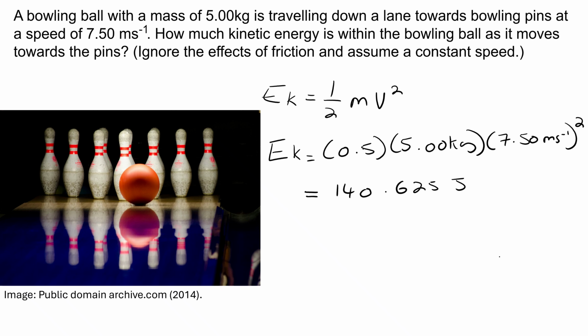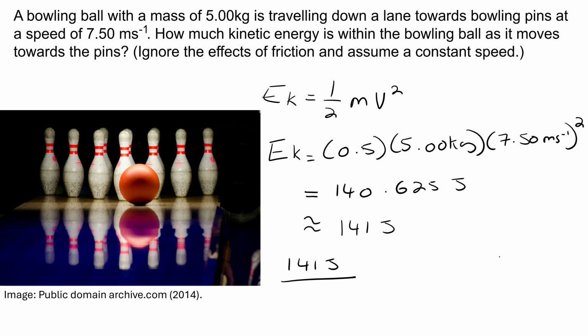Because we're given values within the question to 3 significant figures, it is best to round our answer to 3 significant figures. So the fourth significant figure within this answer is 6, so we round upwards. So our answer with the units of joules to represent the amount of kinetic energy within the bowling ball is 141 joules.